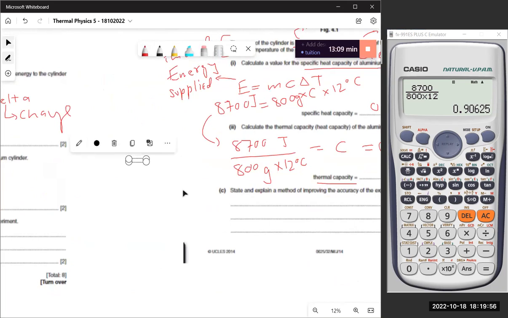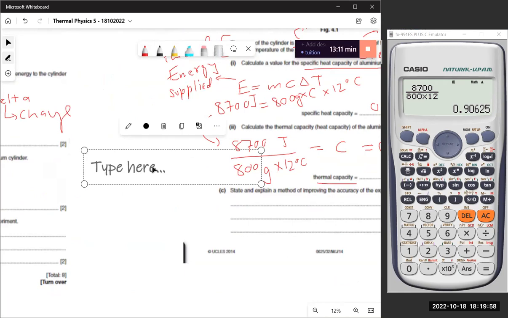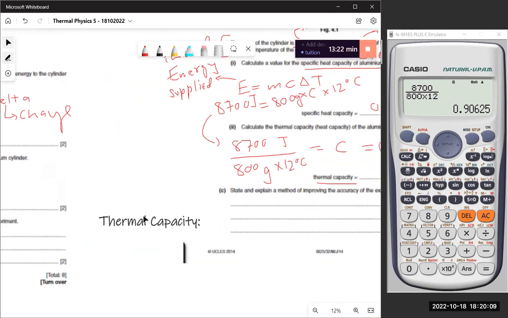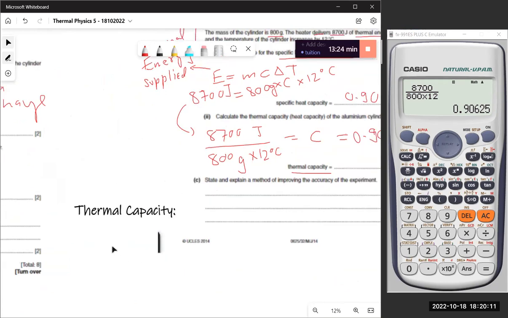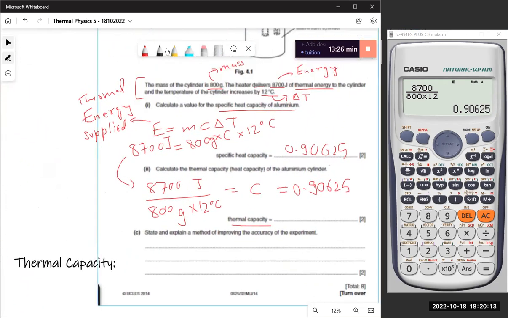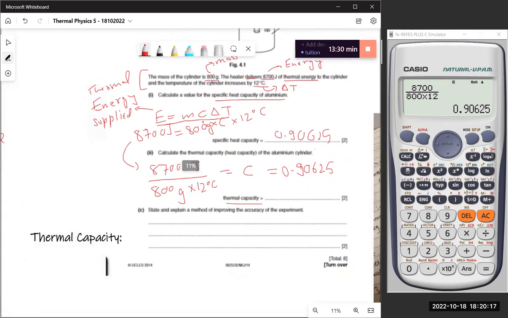Is it the same formula you have given? Specific heat? No, not the same formula. Write in that your one's formula. This is for thermal capacity. If it's specific heat, which one is that? This is the specific heat capacity: E equals mass into specific heat capacity into delta T. Okay. But the thermal capacity is something else.